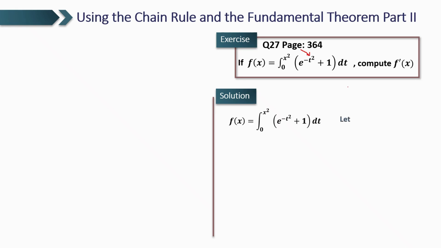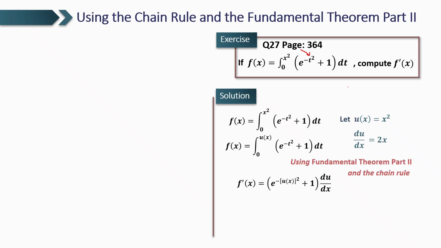So here we go. The derivative of x squared is nothing but 2x, and you will replace your t with x squared. So you will get 2x times e power minus x power 4 plus 1.